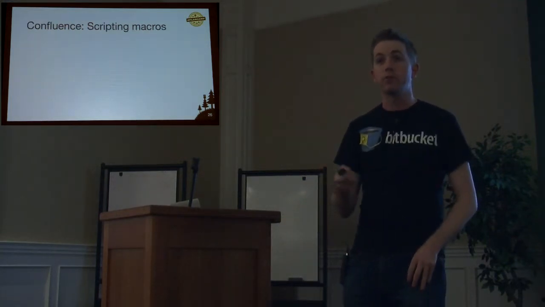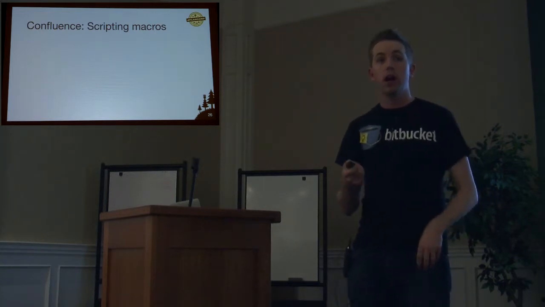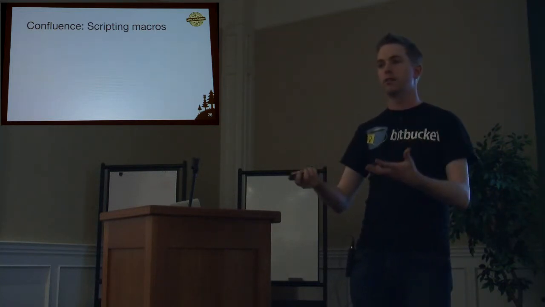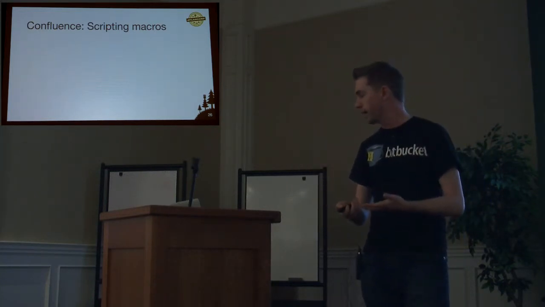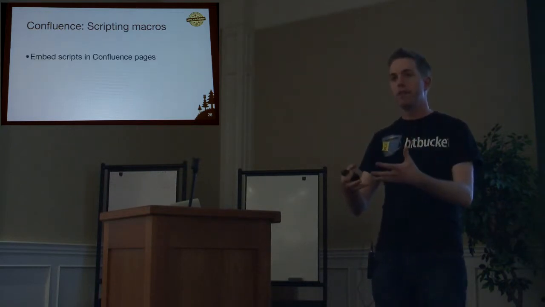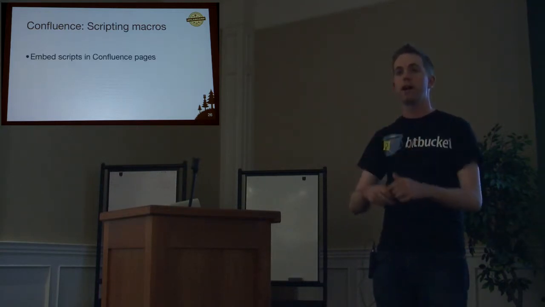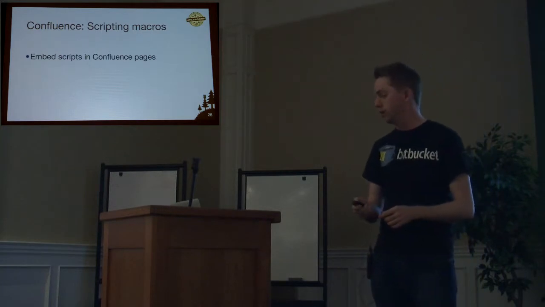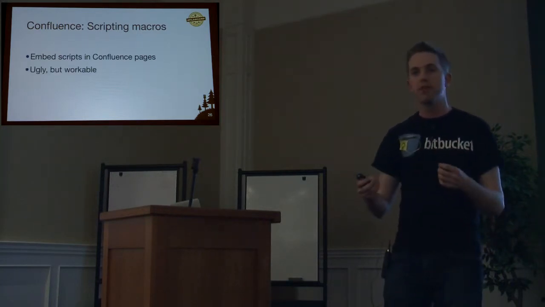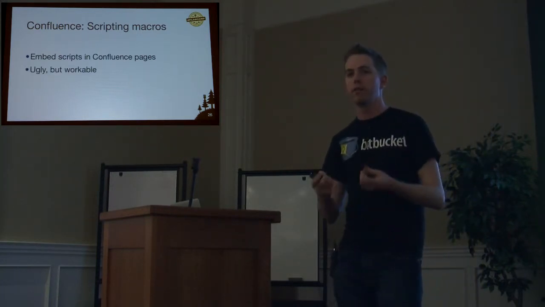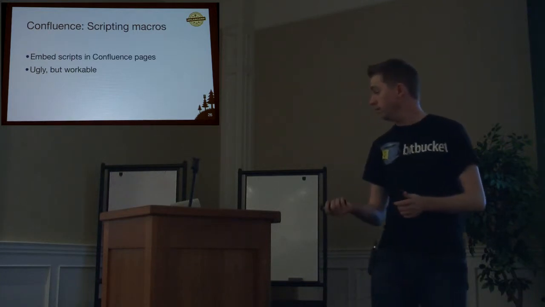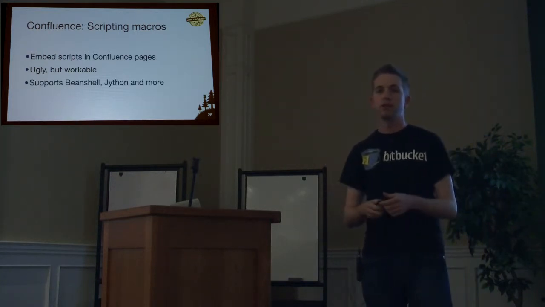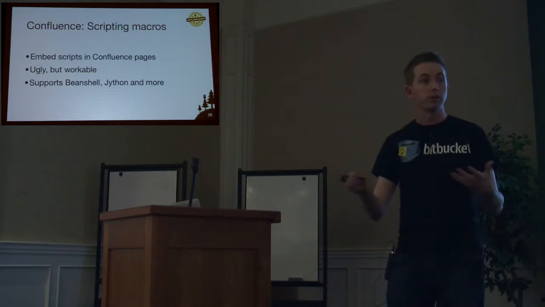On the Confluence side, we have the scripting macros. What the scripting macros are is scripts embedded in the body of the page. So they're a macro where the body of the macro is the script that you run. Again, they're kind of ugly, but they work reasonably well. They let you get stuff done. They support similar kinds of embedded languages like Bean Shell and JavaScript and so on.